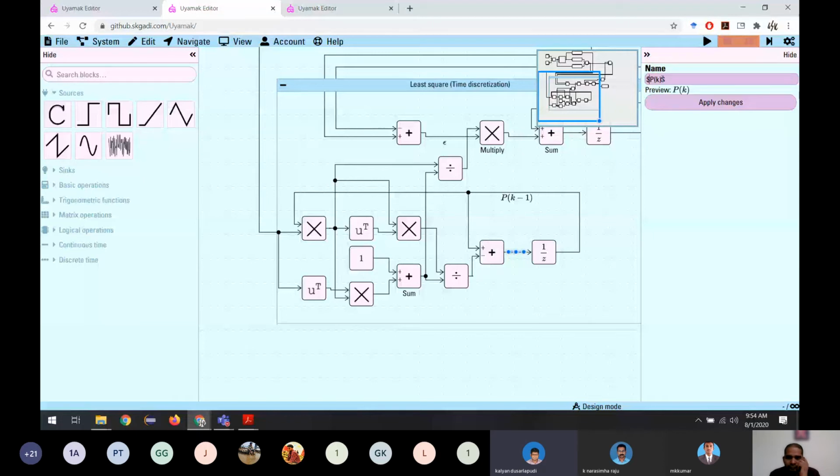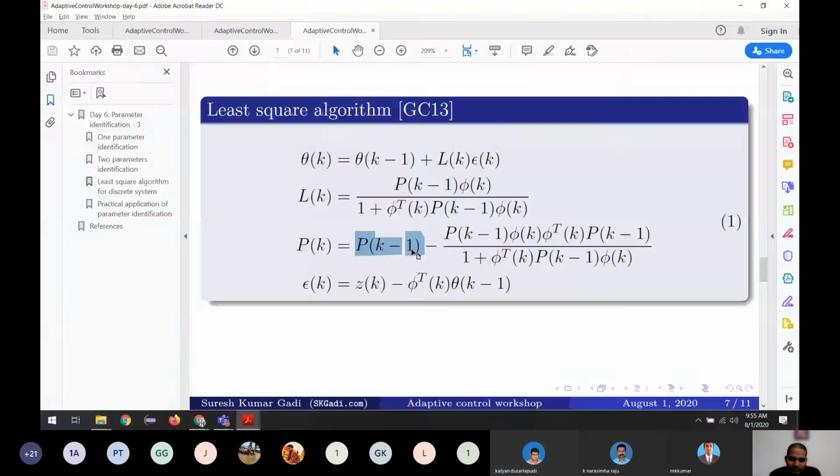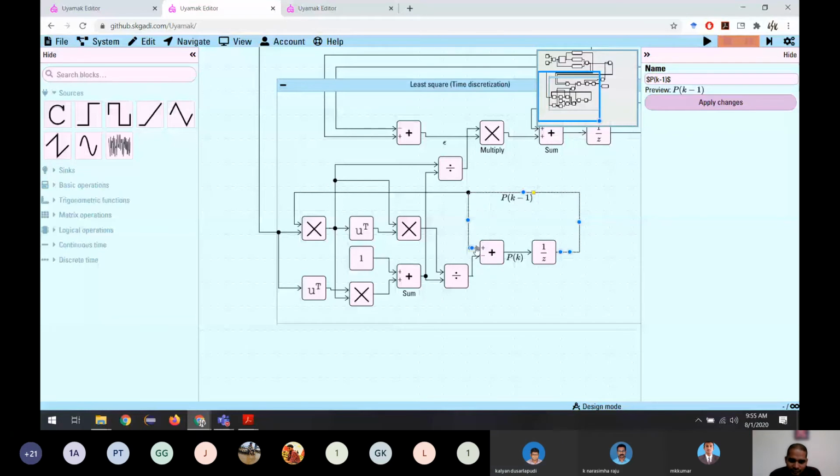Is it after the delay or before the delay? Oh, in time domain, right? Yeah, it's the previous. So what we have here is the previous value, not the present value. So if it is p of k, this is p k minus 1. Okay. So the first term is p k minus 1. So the first term itself is the same. So we put it here. Okay. So the second term we have to calculate.